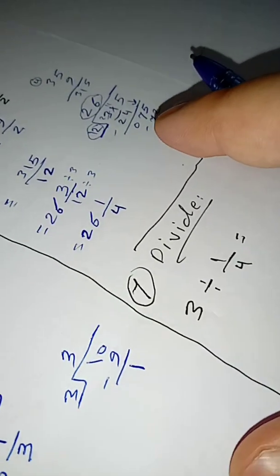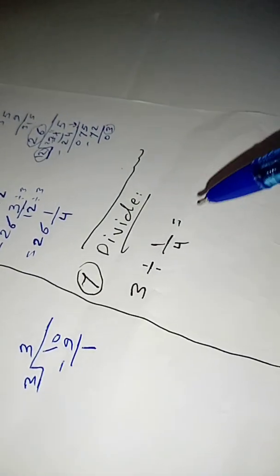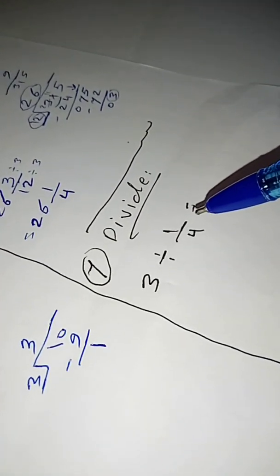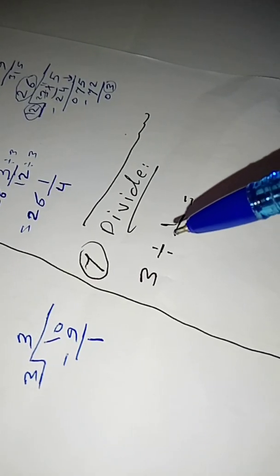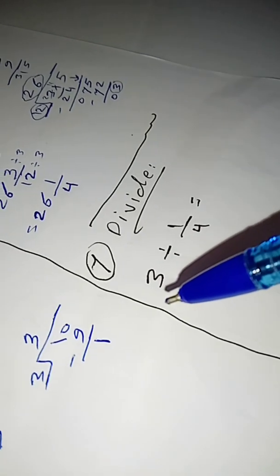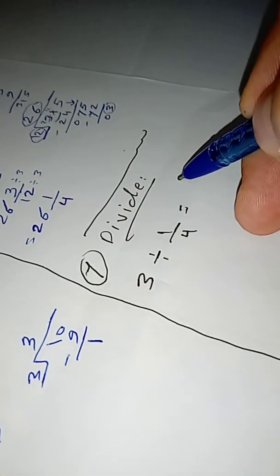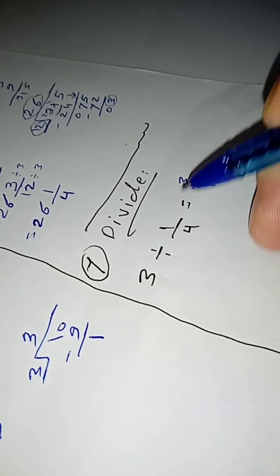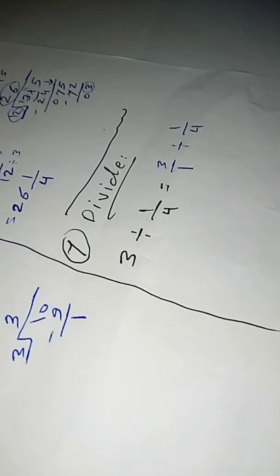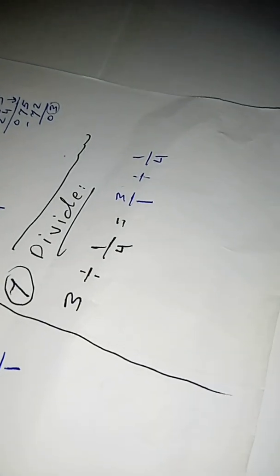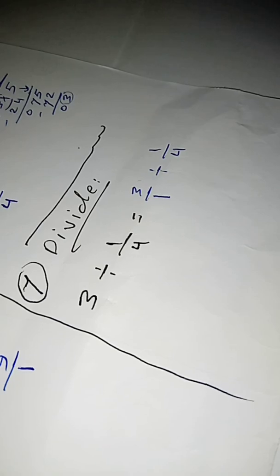Now the second idea, divide. Here we have 3 divided by 1 over 4. We have whole number divided by fraction. The first step, change from the whole number to the fractions. So I can write 3 over 1 divide by 1 over 4. Here, for an easy way, we have a rule. Keep, change, then flip. What's the meaning of this rule?